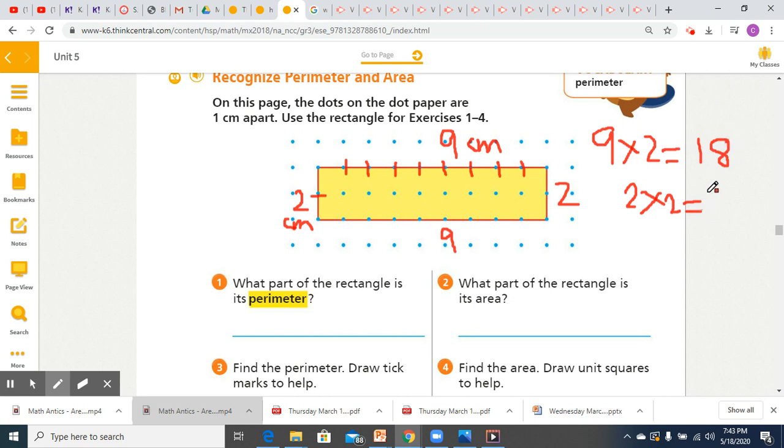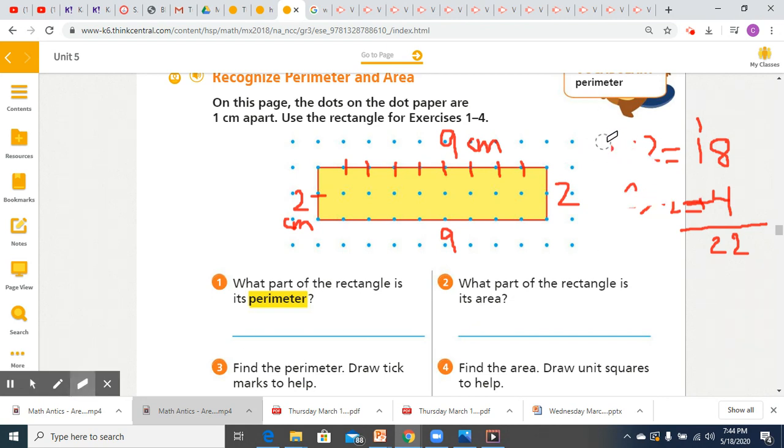And I know that 2 times 2 equals 4. And if I add 12 plus 4, it's going to be 8 plus 4 is 12. I put 1 here, and 1 plus 1 is 2. So my answer is going to be 22 centimeters. Okay? All right. Now, let me erase that.